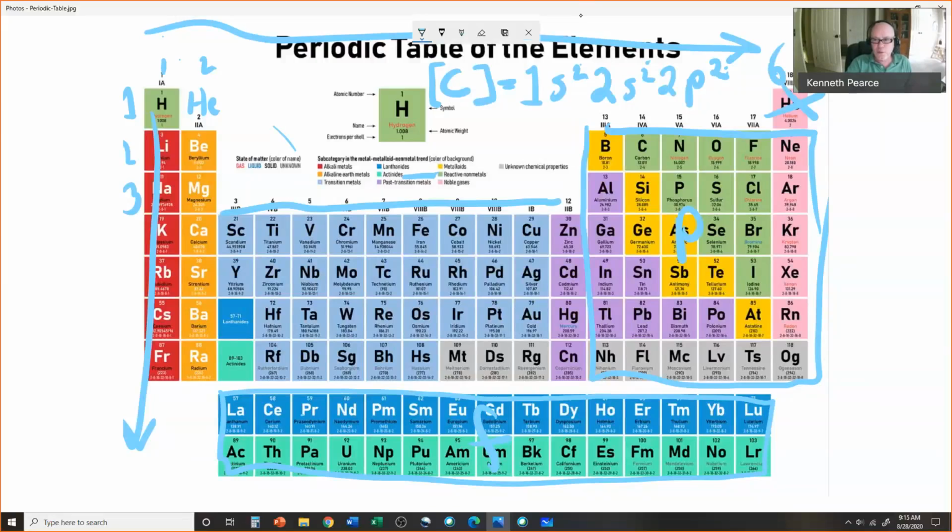And if you look at carbon, what do you have here? It's element number 6, and of course we know that if you're element number 6, that means you have 6 protons, you also have 6 electrons, and sure enough, the electronic configuration has 6 electrons.